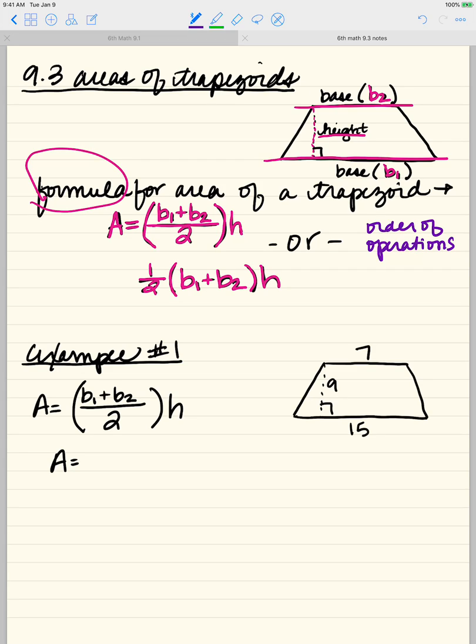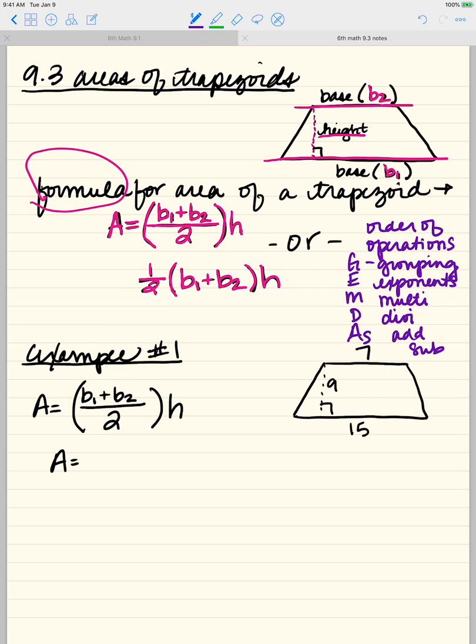Just a reminder, that is GEMDAS. I'm going to run out of room. Okay. Grouping, exponents, multiplication, division, addition, subtraction. Okay, so super important that we're paying attention to our order of operations in this.